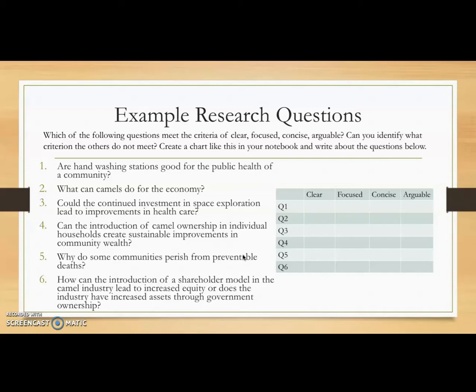The fifth question, why do some communities perish from preventable deaths? And the sixth question, how can the introduction of a shareholder model in the camel industry lead to increased equity, or does the industry have increased assets through government ownership? Complete the activity in your notebook and pause the video now.